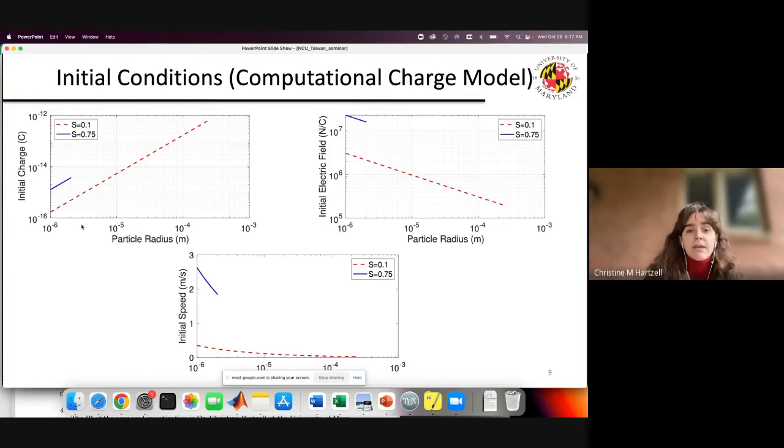This is looking at the computational charge model. And again, we're most interested in the weak cohesion case. That's the red dotted lines here. So particles, we believe, are lofted with an initial charge around 10 to the minus 16, 10 to the minus 15 coulombs. We think that they have initial speed that is much less than a meter per second, so probably less than half a meter per second.